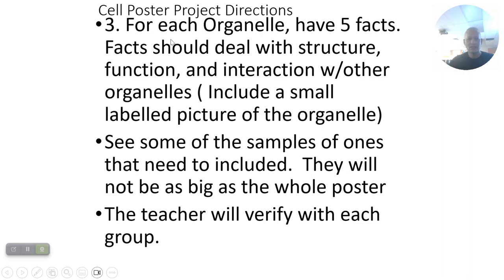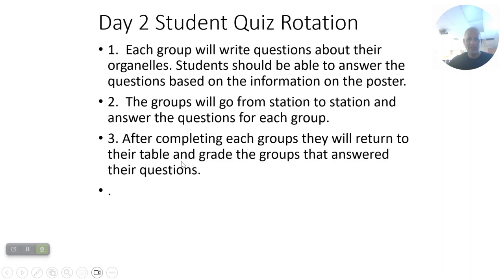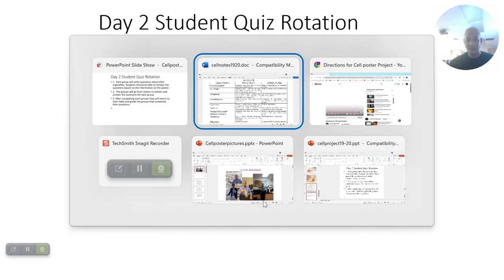So this is more details about the directions. Then we did a rotation. They had to create a quiz and go through and answer the questions based on the posters. They'd go from poster to poster. So I'm going to show you a little snapshot of that, and I'll go over the results from this year.